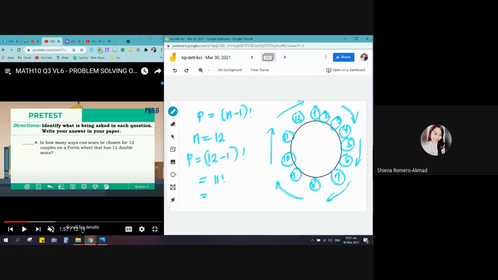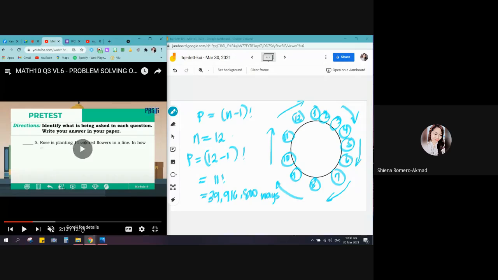What will be the answer? What is 11 factorial? It is 39,916,800. Ang dami, no? We can arrange them in that number of ways. Ayan yung sagot natin.